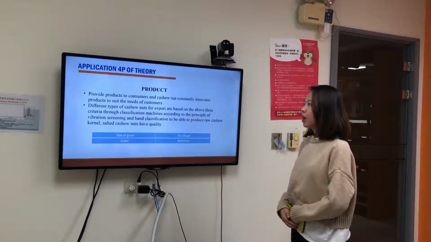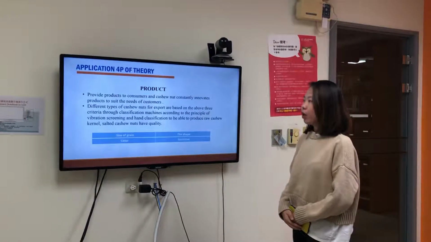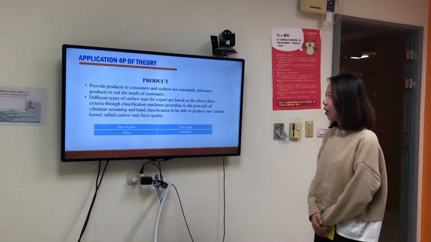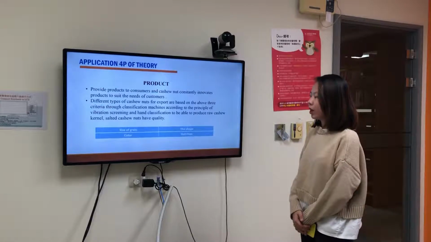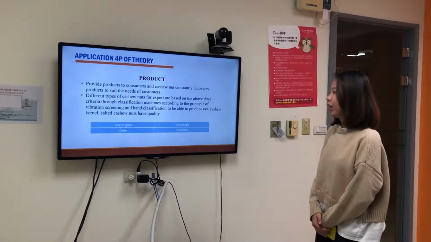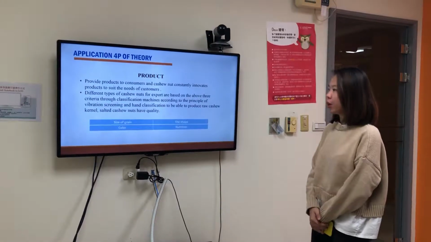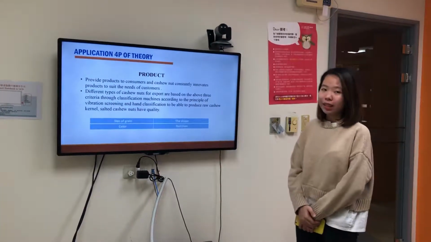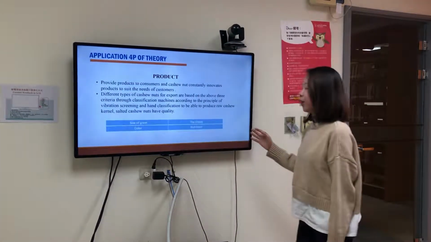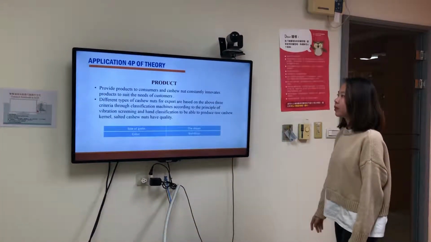The first one is product: providing products to consumers, and cashew nuts are constantly innovated to suit the needs of customers. Different types of cashew nuts for export are classified by machine, by vision, and by hand classification, to be able to produce raw cashew kernels and salted cashew nuts of quality. We have 4 types: size, brand, color, and nutrition. We need to consider these 4 types to choose the cashew nuts. And the next one is price.